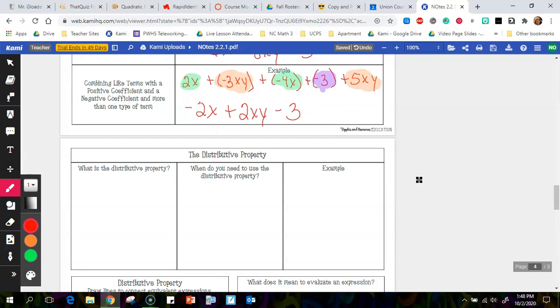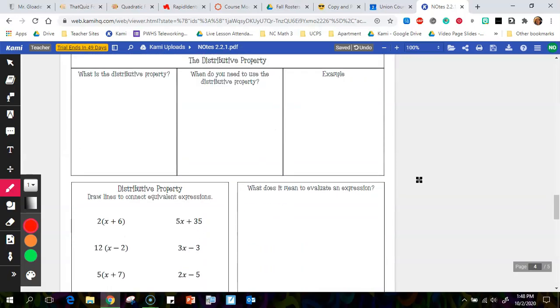All right, we're back. Distributive property we've talked about before. We're going to define distributive property again.